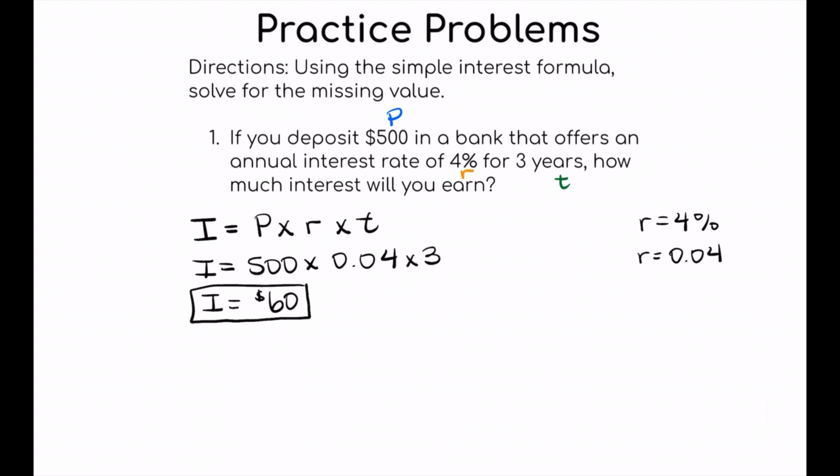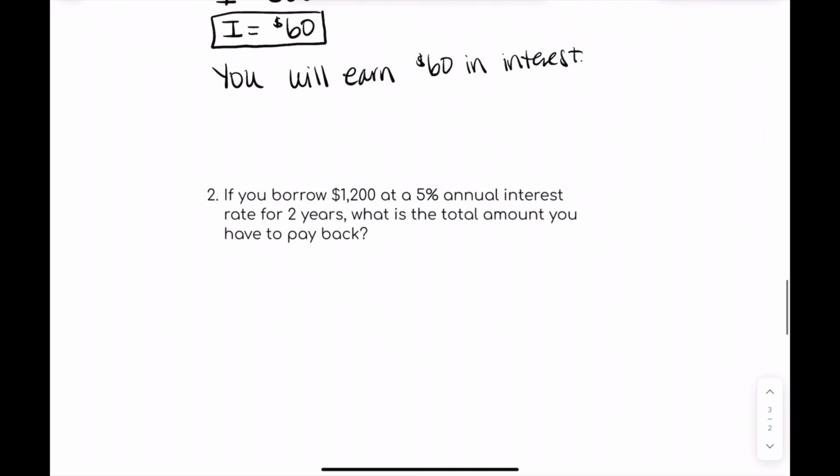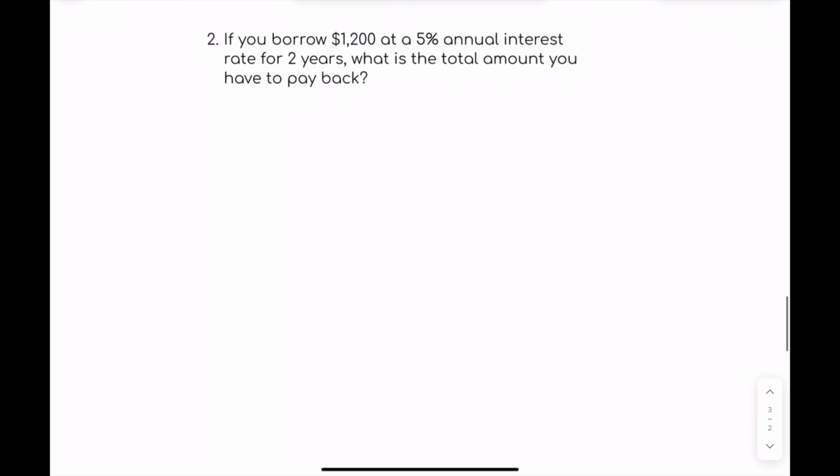That is part of our answer, but since this is a word problem, we have to make sure we answer the question. The question asked, how much interest will you earn? So you will earn $60 in interest. That will be our final answer for number one. Now let's get into our second and final practice problem for today. For number two, it says, if you borrow $1,200 at a 5% annual interest rate for 2 years, what is the total amount you have to pay back?